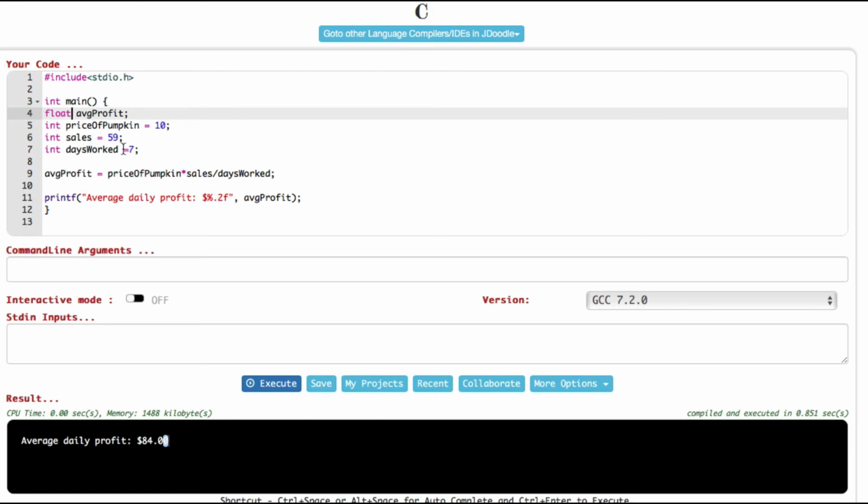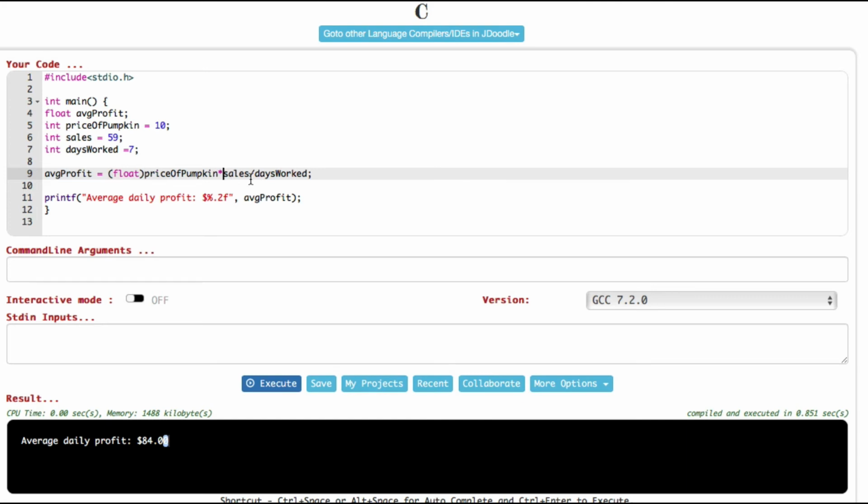Typecasting is basically we just put what final answer we want. So in here, if you want the final answer in float, what you have to do is just put float in brackets in front of everything. So here let's put float here, float here, and also in front of sales we put a float. Okay, and also in front of days worked we put a float. So now we have done a typecasting.